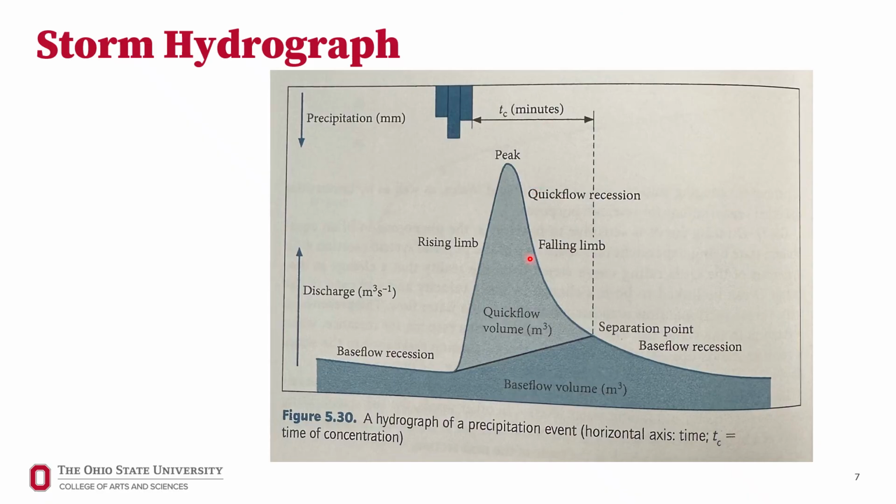Finally, you'll notice the falling limb showing a decrease in discharge after the peak flow has occurred, and the stream is returning to base flow after the precipitation event.